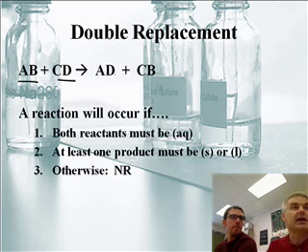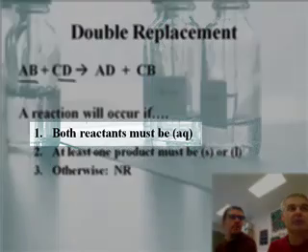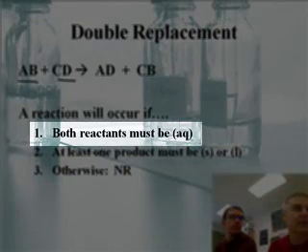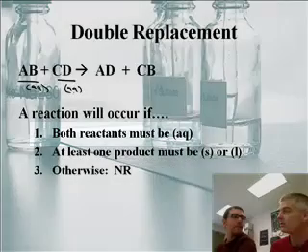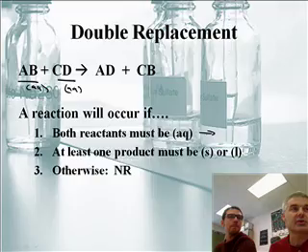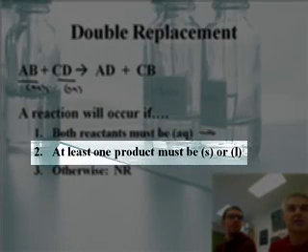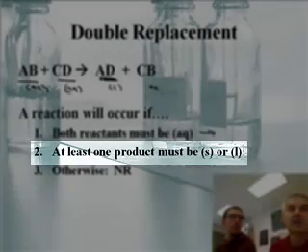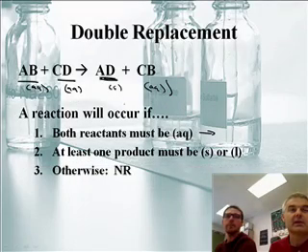Now this is the big question: does the reaction even occur? There are three tests to determine whether or not the reaction will take place. First of all, both reactants must be AQ. So reactant A has to be AQ and reactant B has to be AQ. If one of them is an S or an NE, it does not work. You have to meet all of these criteria. Number two, at least one product must be S or L. So if this product is S and this is AQ, you're good, it works. If they're both AQ, it doesn't work.